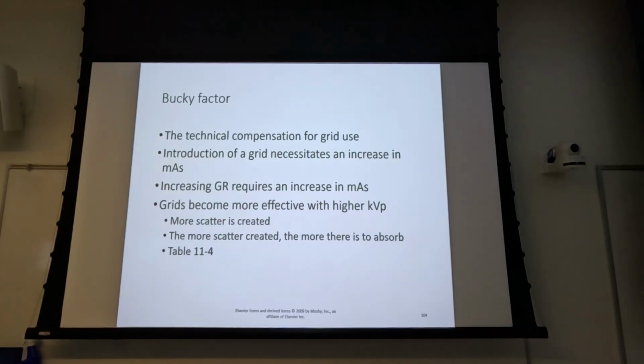Well, why is that? What's the purpose for a grid? Absorb scatter radiation. What do you create more of that penetrates to the patient as you increase kVp? More scatter. So you've got more scatter to absorb, and therefore the grid becomes more efficient at higher kVp. You've got a table in Bushong that you can take a look at to see what the bucky factor would be with the increased kVp.